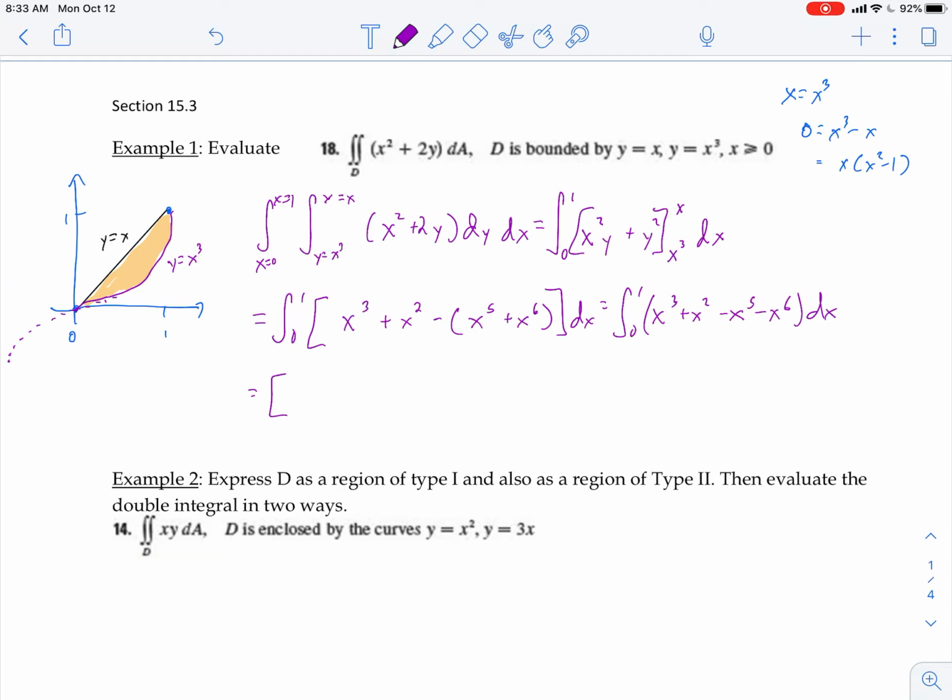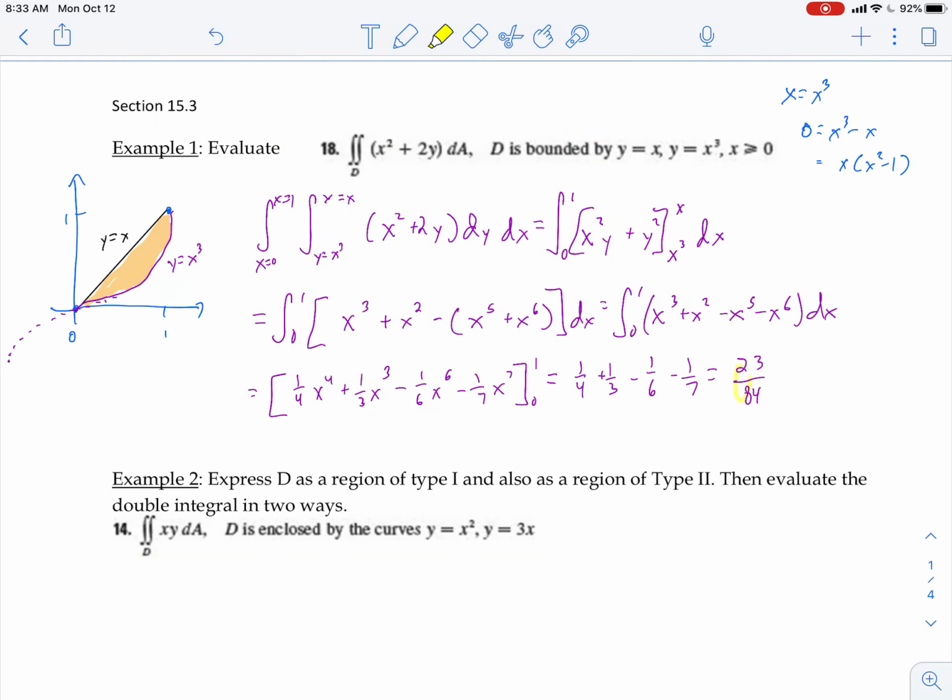So now we're integrating with respect to x, so we'll have 1/4 x to the 4th plus 1/3 x cubed minus 1/6 x to the 6th minus 1/7 x to the 7th, and we're going to go from 0 to 1. We're going to plug in those ones, and we're just going to get 1/4 plus 1/3 minus 1/6 minus 1/7, and then let's go ahead and do that. We're going to get 23 over 84, just getting a common denominator and doing all that. And so we get 23 over 84, and that's it.